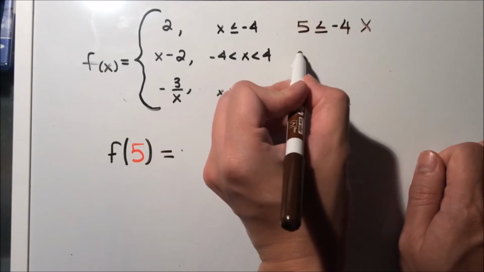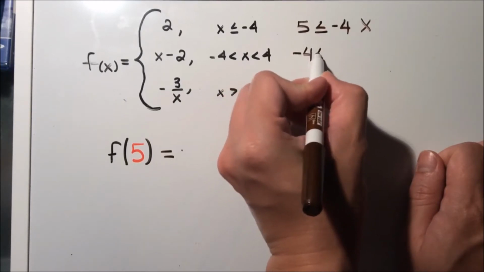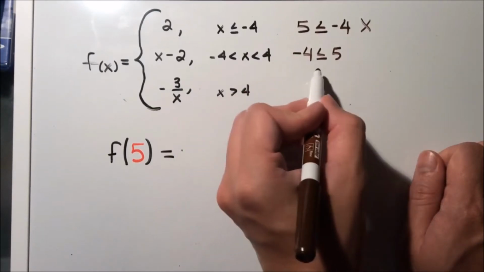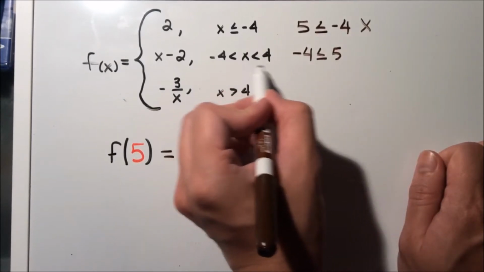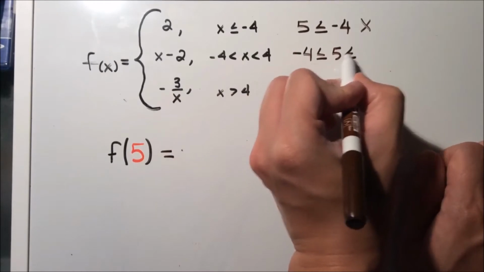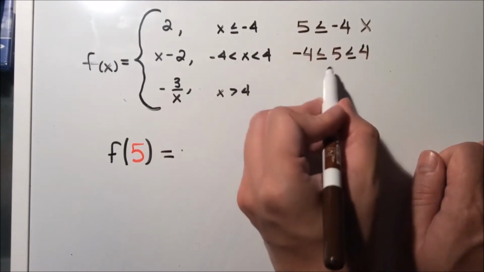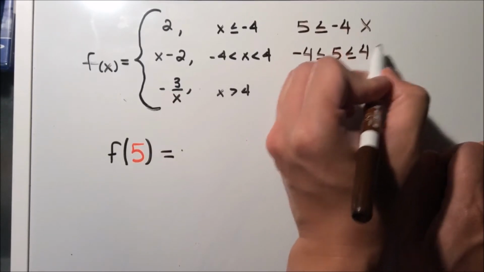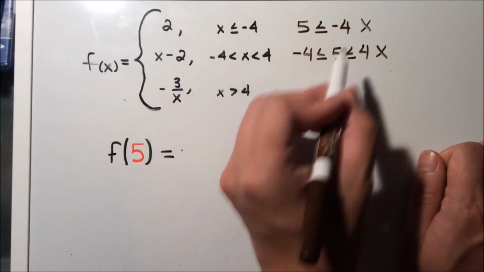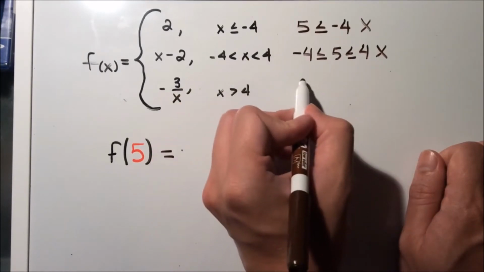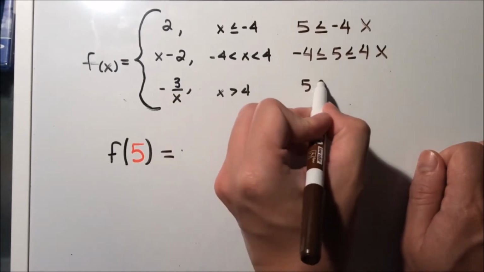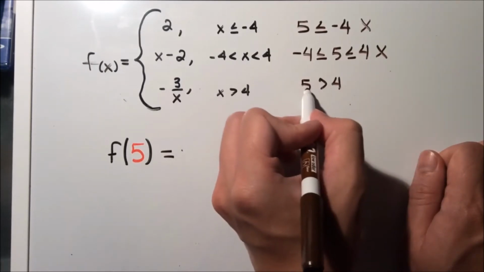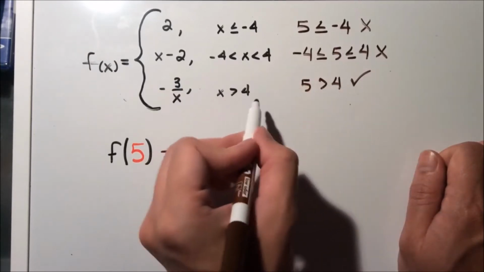So let's check the second one. Negative 4 less than or equal to 5. That part is true, but let's check the other side here, less than or equal to 4. We know that 5 cannot be less than 4, so this part is false. So we can't use these two. Now the last one, 5 greater than 4. We know for sure that 5 is greater than 4, so this one we're definitely going to use.